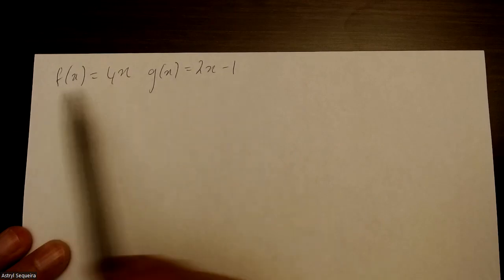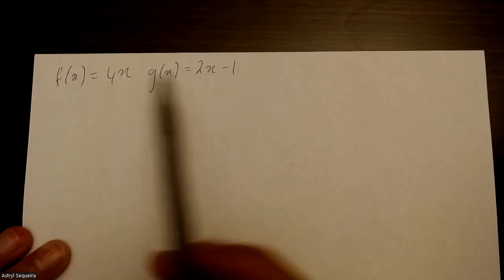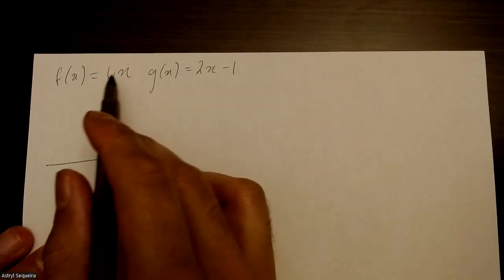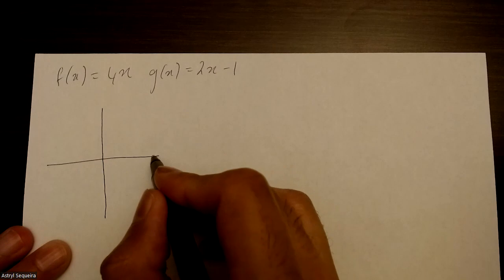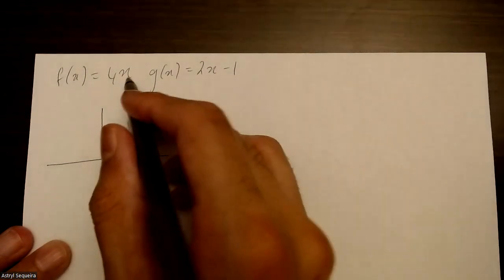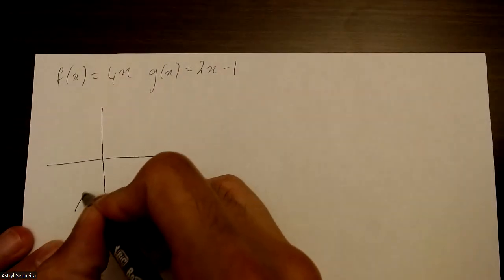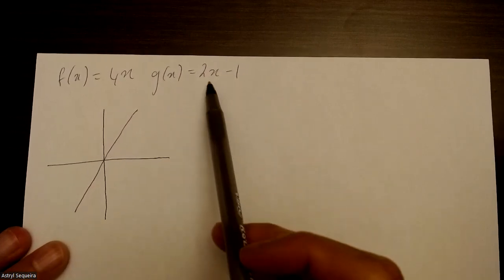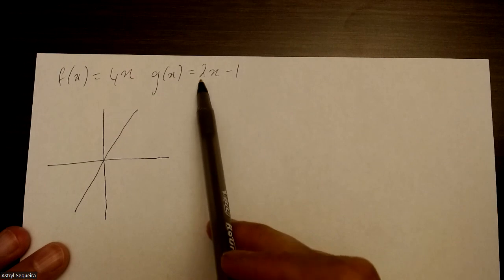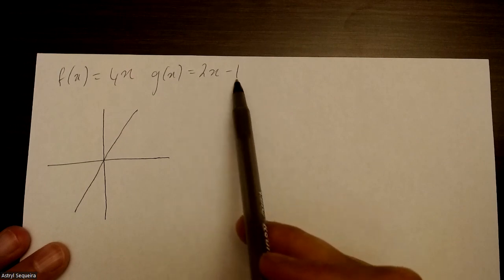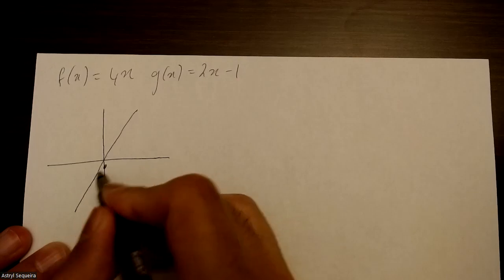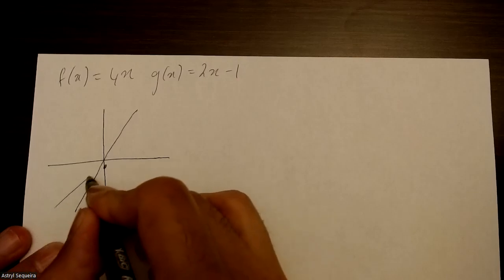Okay, so we have two functions over here. These are linear functions. We want to do a quick sketch of these two linear functions. So this one is a positive slope, and it's going through the origin because there's no y-intercept. So it looks like this, slope of 4. This one is a slope of 2, so slightly less steep. It's got a y-intercept of -1 as well. So it's going to look something like this.